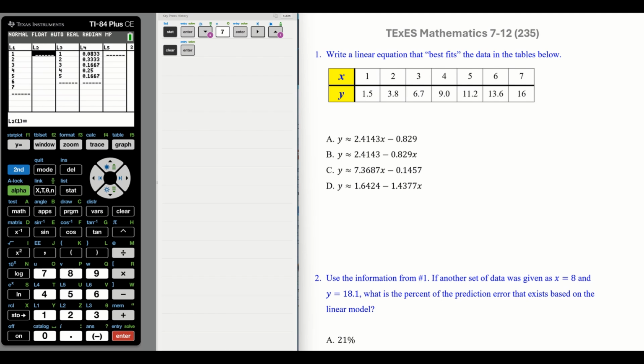Now we put in our data since we've cleared it out. So 1.5, enter. 3.8, enter. 6.7, enter.